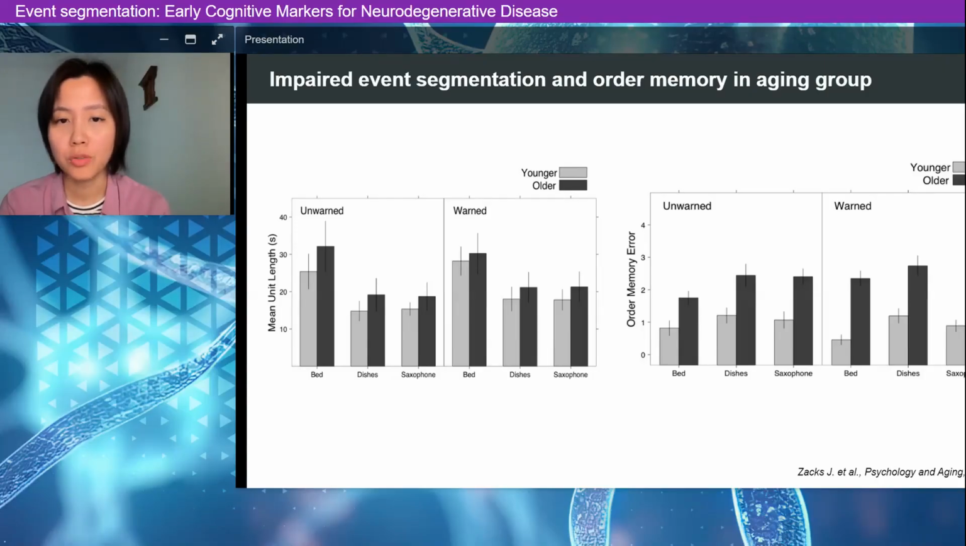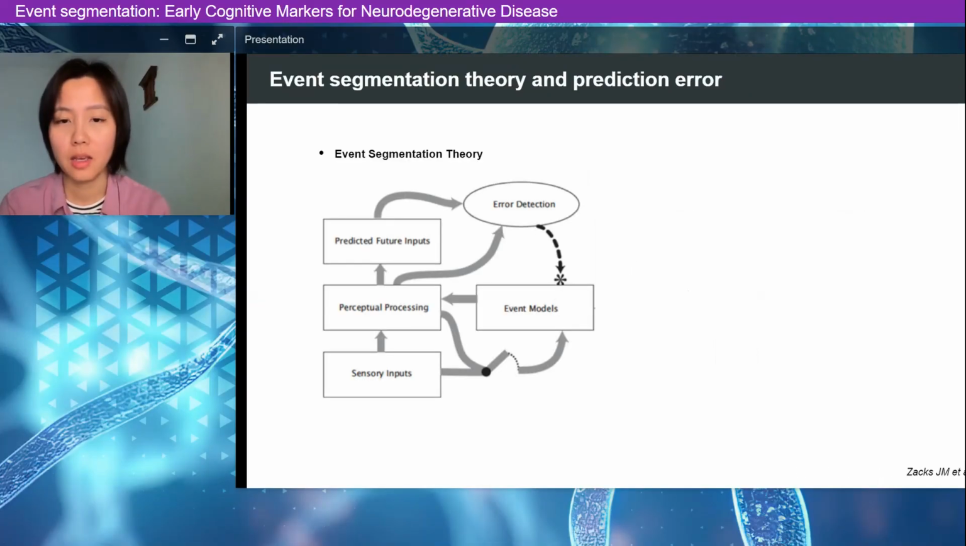So clearly, it shows that event segmentation ability, or the ability of detecting event boundaries, is impaired in the aging groups or groups with neurodegenerative disease. So the next question is, what is driving these event segmentations and how is the brain facilitating this process? A popular theory was proposed by Dr. Jeffrey Zacks, the so-called event segmentation theory.